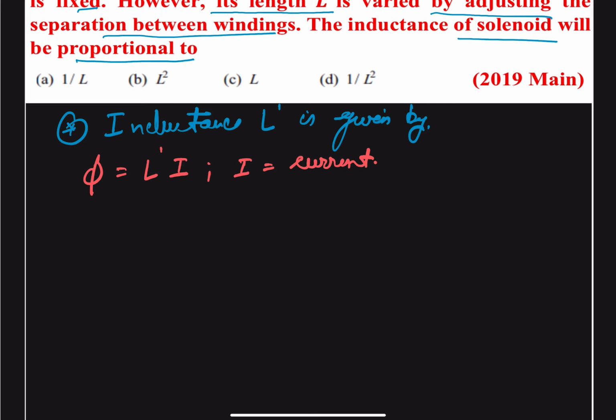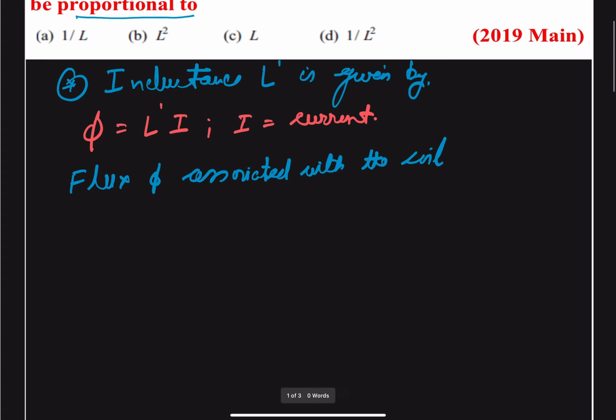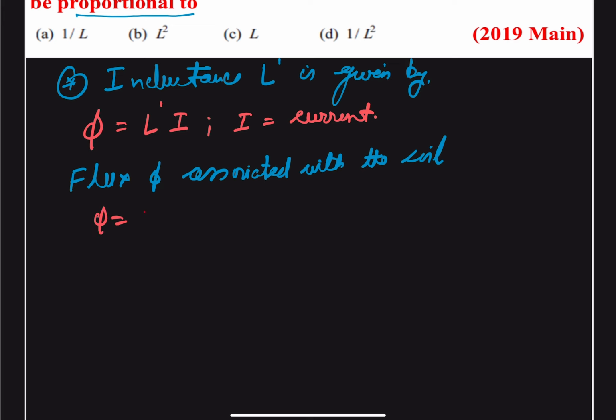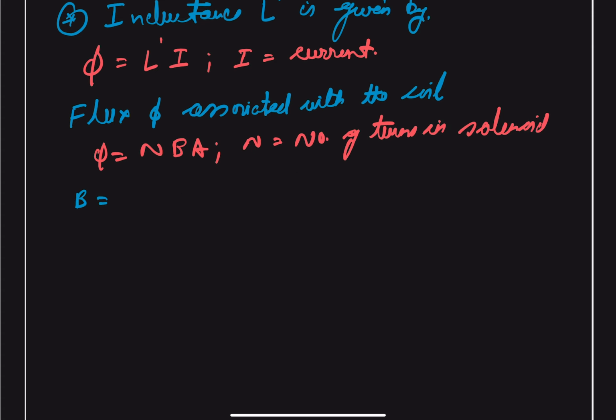You can say that the flux phi associated with the coil can be written as phi is equal to N B A, where N is the number of turns in the solenoid, B is the magnetic field, and A is the cross-sectional area of cross-section.